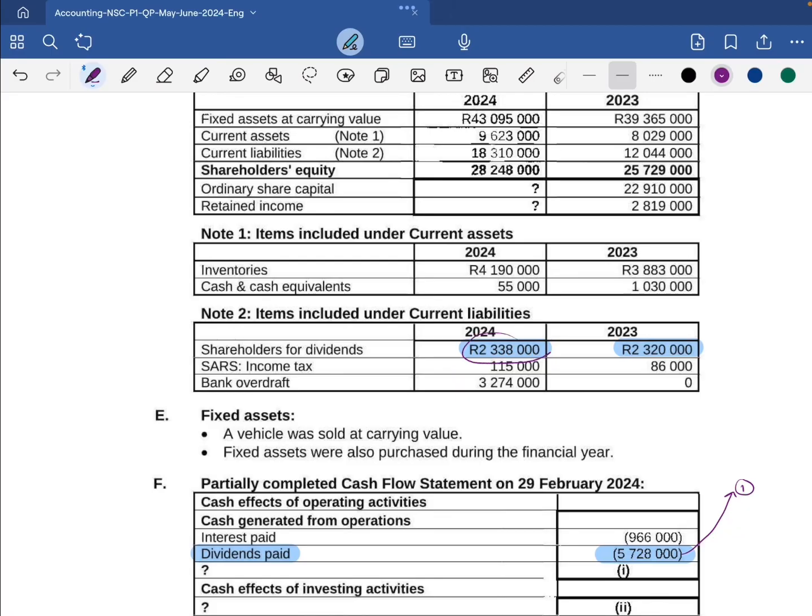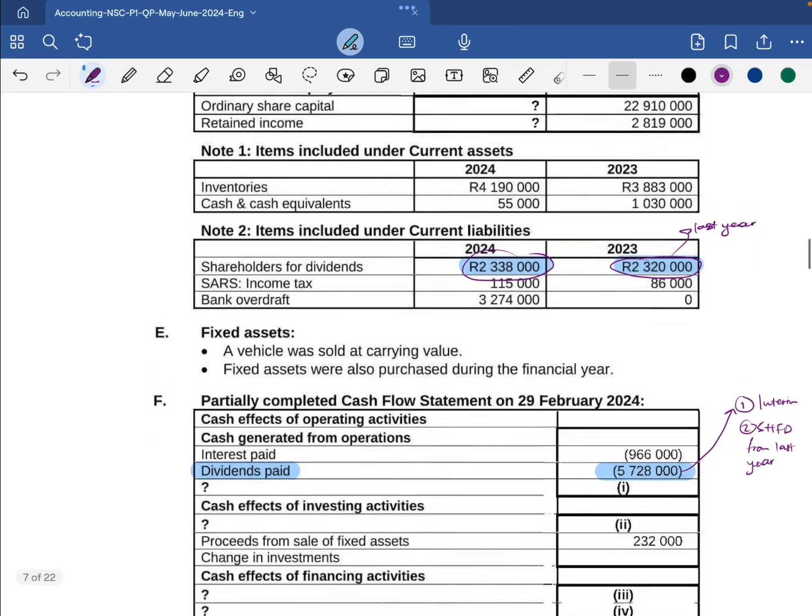Now, these shareholders for dividends for the current year, we are still owing them. They were declared at the end of the financial year, so they have not yet been paid. Now, these are the ones that we declared at the end of the previous year. So these were declared last year. Since they were declared last year, we are going to pay them this year. So it means that they are part of the 5,728,000. So this year we have paid the interim dividends that we don't know how much they are, and we have paid the shareholders for dividends from last year.